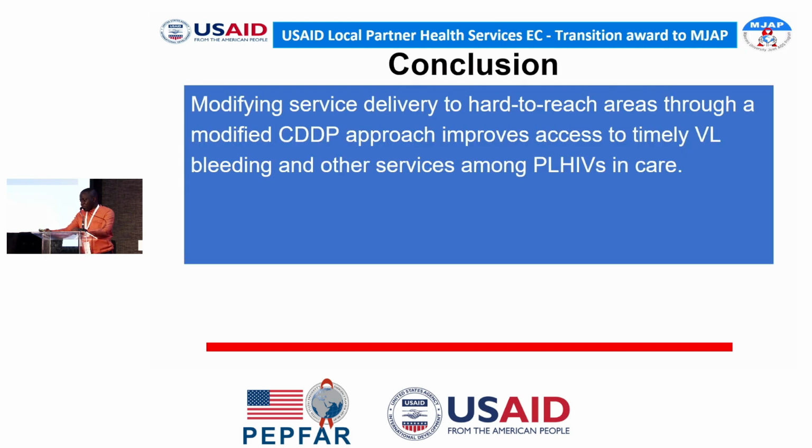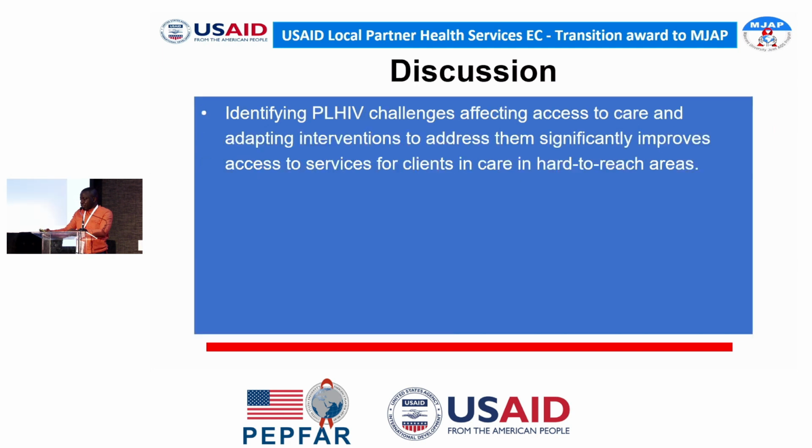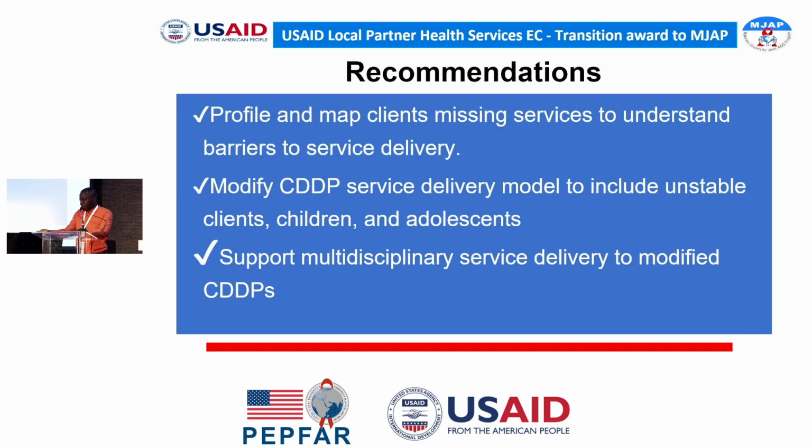So modifying service delivery to hard-to-reach areas through a modified approach improves access to timely viral bleeding and other services in care. So in our discussion, identifying challenges PLHIV face affecting access to care and adapting interventions to address them significantly improves access to services for clients in hard-to-reach areas. It's not all about viral load, but all the services such a client is eligible for.